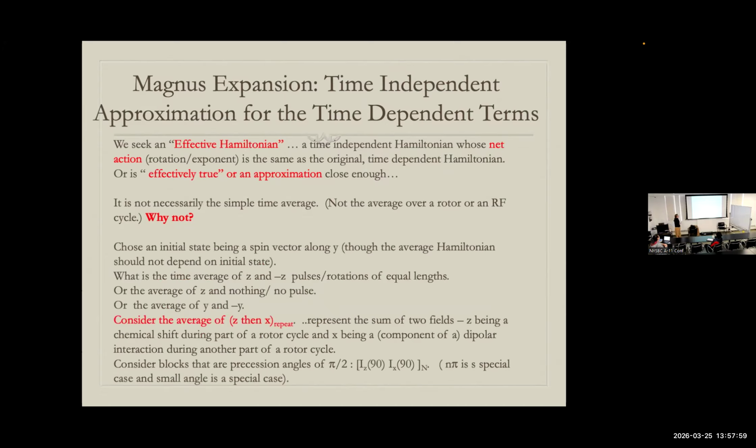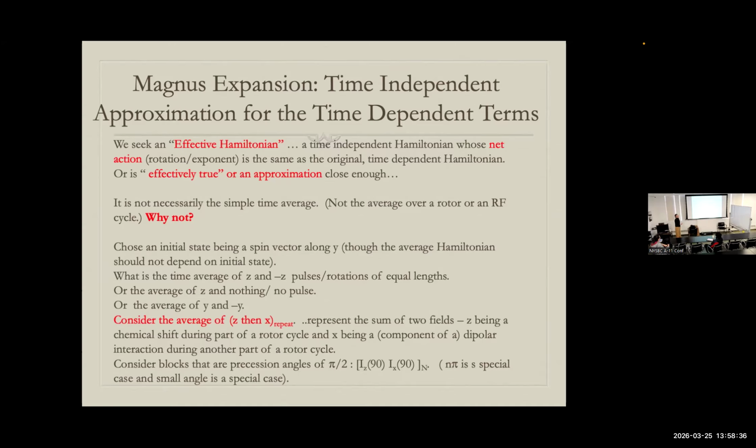Let's think about an example. Choose an initial state being a spin vector along Y. Although average Hamiltonians do not need to refer to an initial state, they should be true no matter what the state is, let's just pick a state to be concrete so we're all thinking on the same problem. You're sitting on Y and you do Z pulses of an arbitrary angle, and then you do a minus Z of the same equal length. What happens? Does somebody say nothing? And are you sure of that? You wind it and unwind it. That worked. So we can just average it, right?